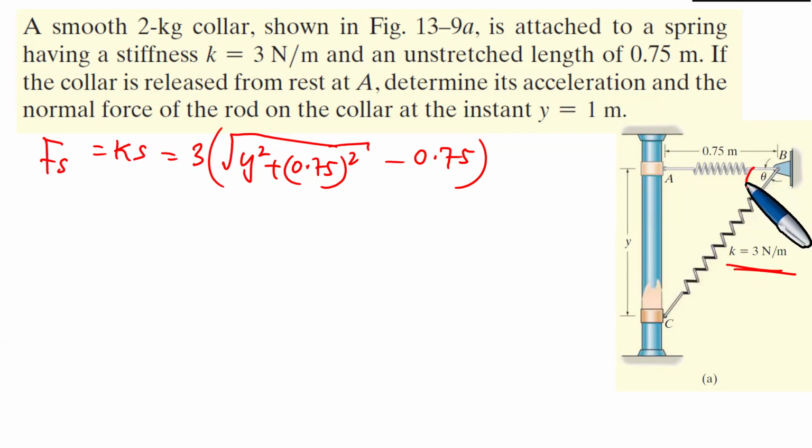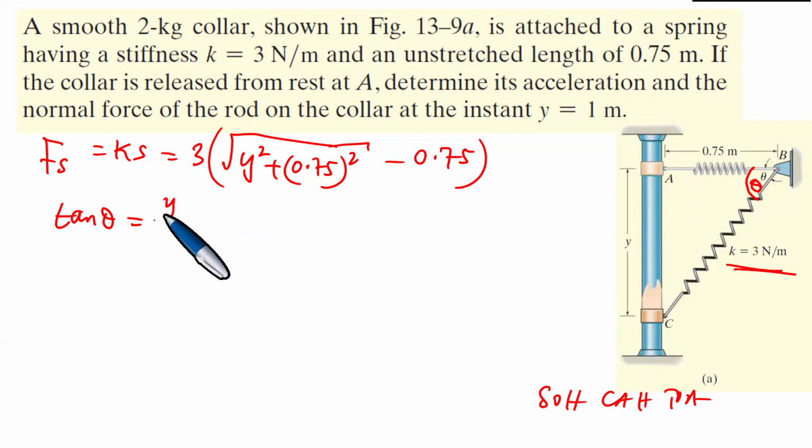Then the question you're asking is, what is the angle theta? Because here there is theta. The tangent of theta is opposite over adjacent, which is y over 0.75. So now we have these two equations.